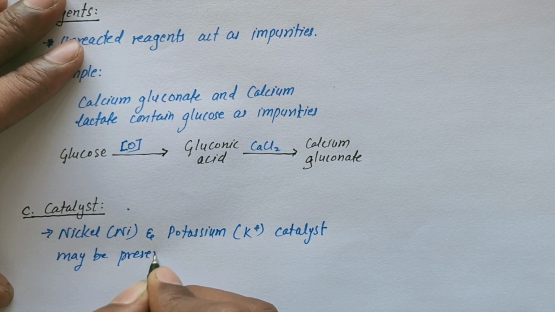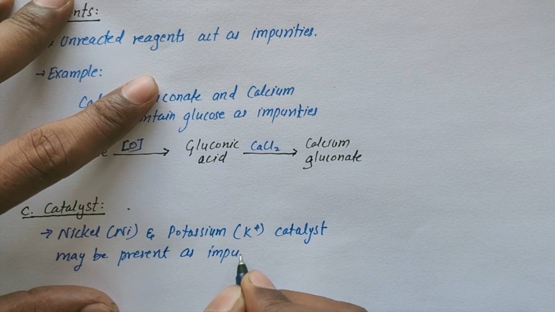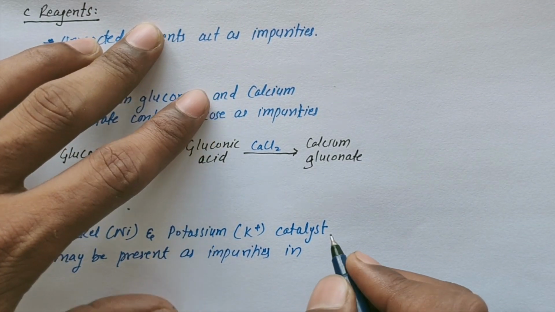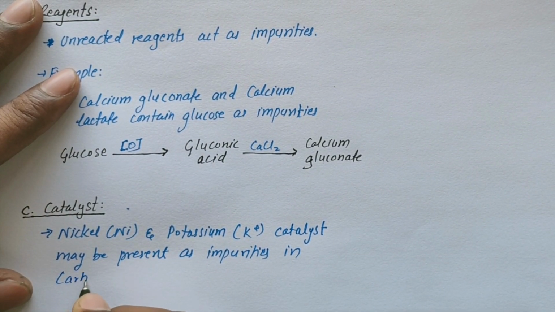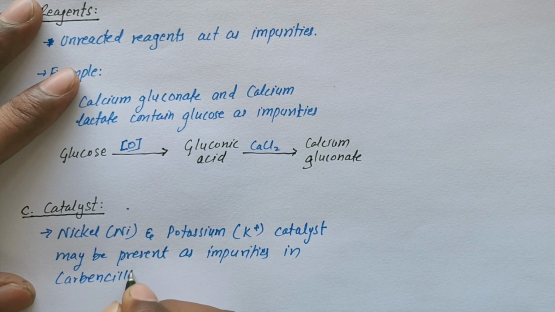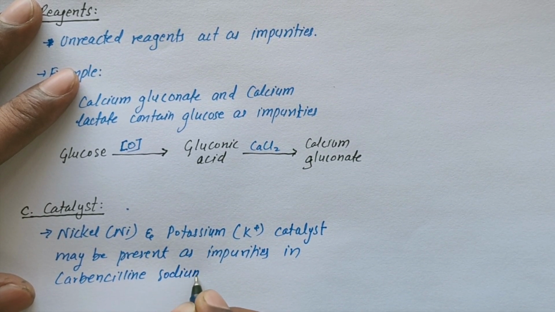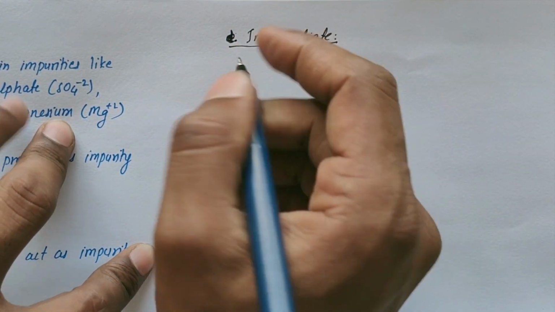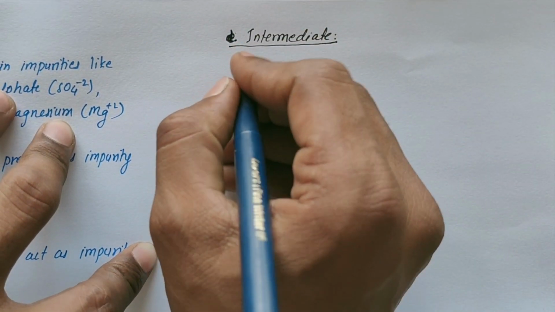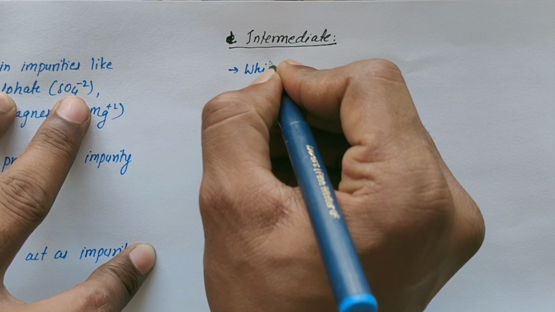Okay, so carbenzylene sodium is our final product in which we are going to use nickel and potassium as a catalyst during its preparation. Now we will discuss intermediates. So what are intermediates? Intermediates means reaction intermediates which are formed during the reaction, especially in complex reactions.